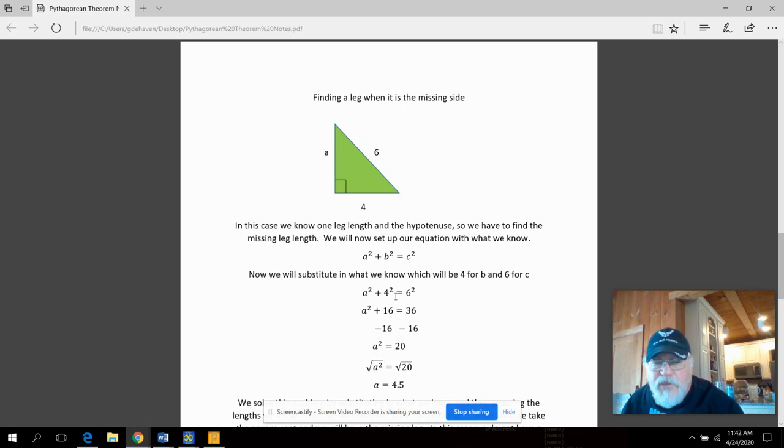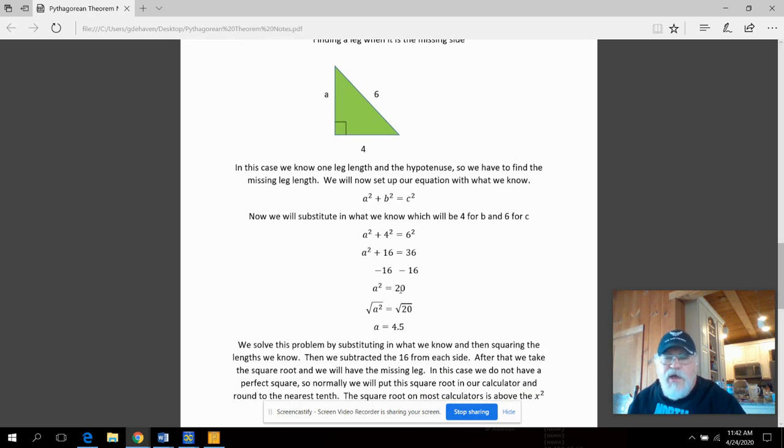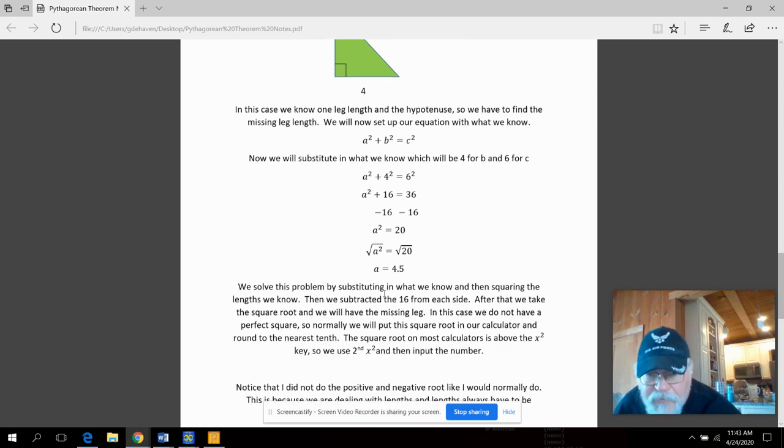I go ahead and square these numbers. 4 squared is 16, 6 squared is 36. Now I just solve the equation like what we were doing all last week. I'll subtract the 16 from each side. I get a squared equals 20. Okay? Now I'm going to do the square root of each side. Now, notice here when I do the square root of a squared is a.